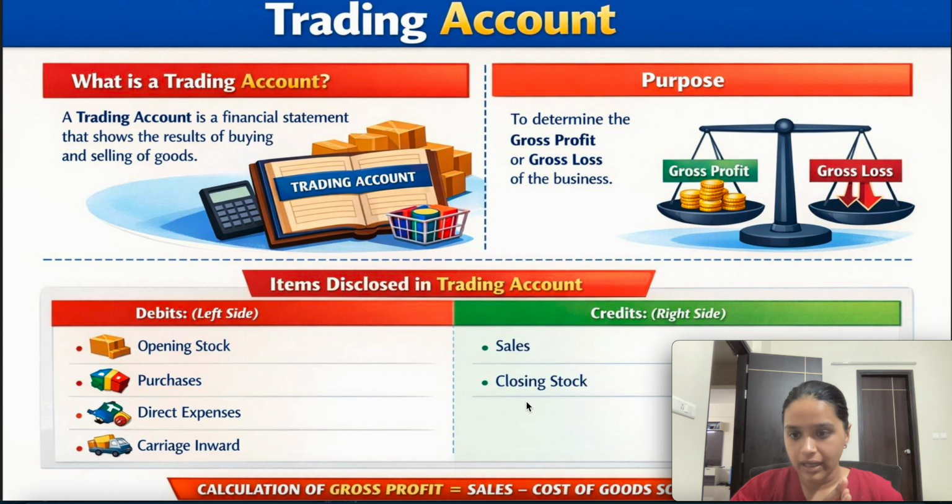So in the trading account we need to disclose the opening stock, the closing stock, the amount of sales we are able to earn, and how much purchases we have, what all the direct expenses are: freight, wages, any carriage involved, and all the other direct expenses that we have incurred. And after all these expenses we are able to arrive at the figure of gross profit.